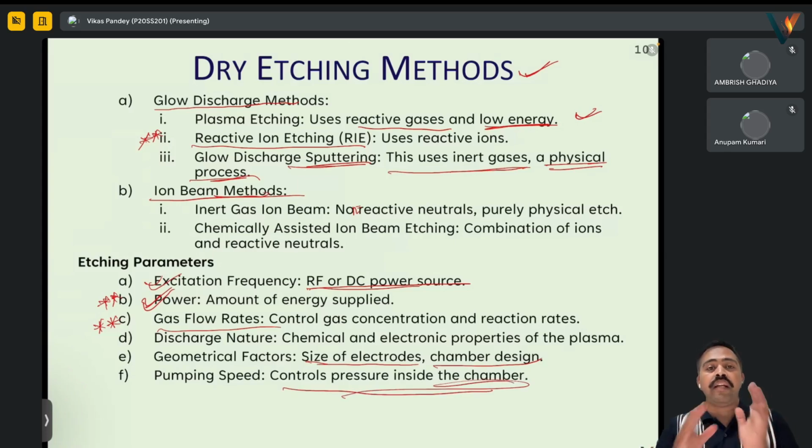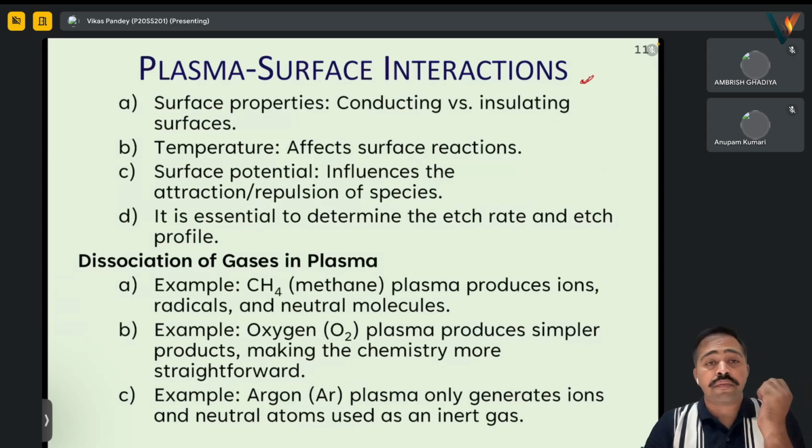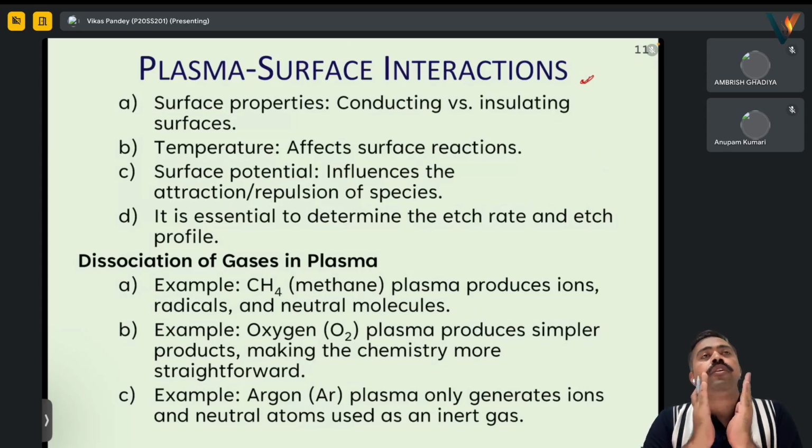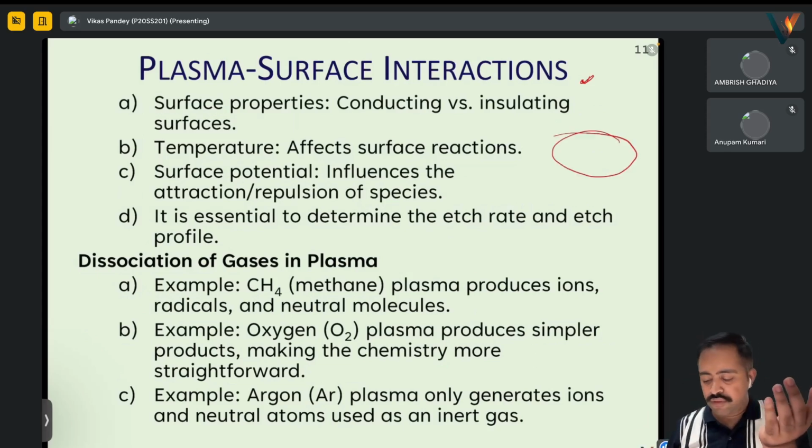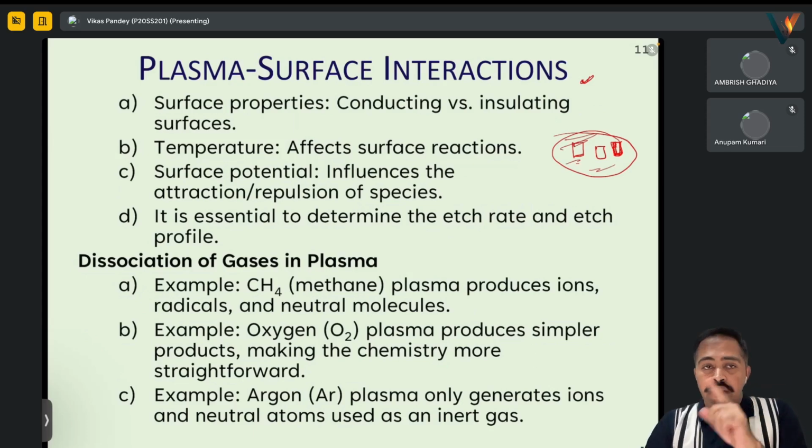So what are the interactions taking place when this etching process is going on? One is the plasma and surface interaction, which depends on the surface properties of our wafer. So we have the wafer in which we have to do the etching. Suppose we have to remove these areas. Whether this surface is conductive or insulating will be one factor.